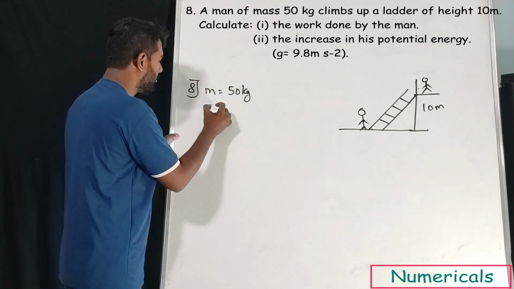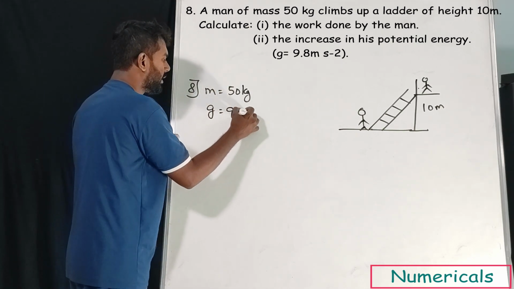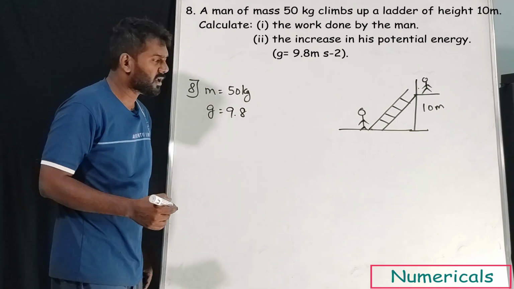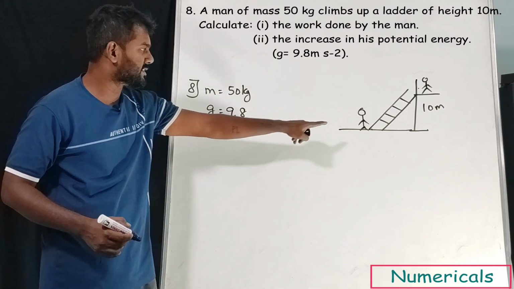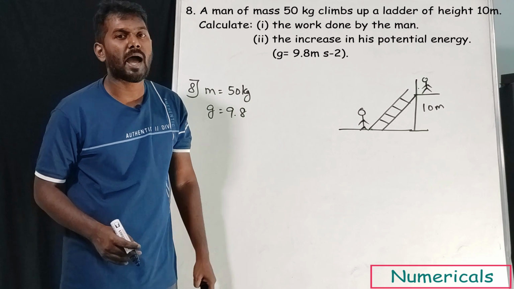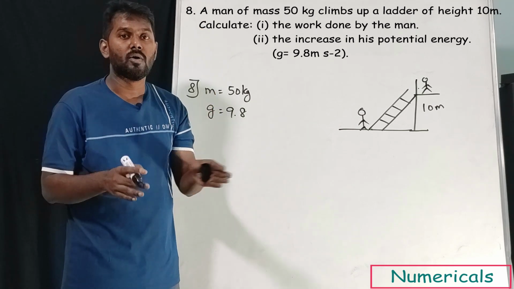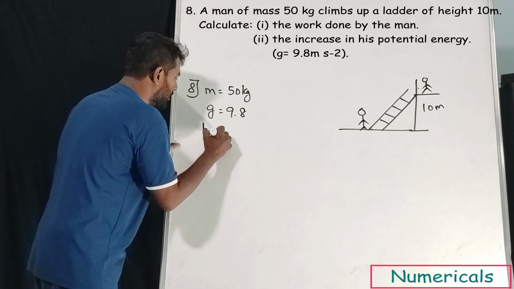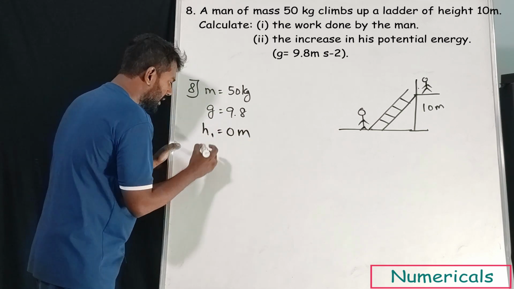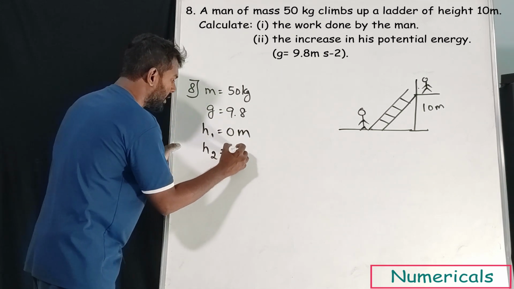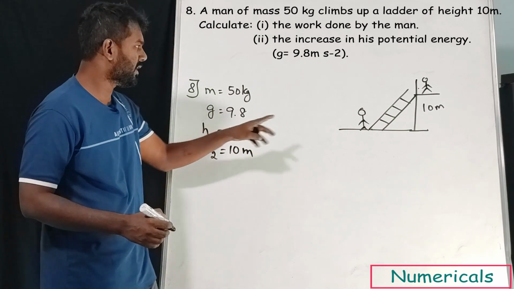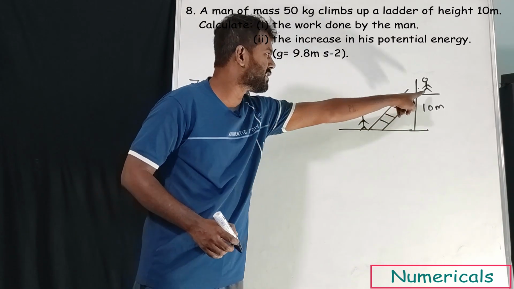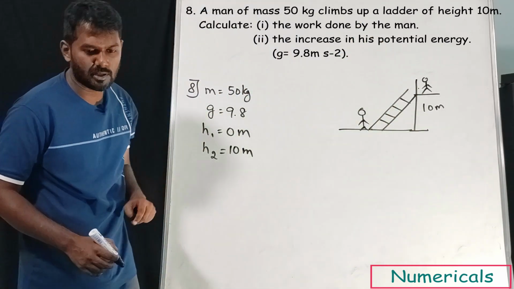Then G value we have to take it as 9.8. Now he is standing on the ground surface, correct? If he is standing on the ground, what will be the height? Height will be 0. So h1 will be 0 meter, then h2 will be 10 meter, correct? After climbing from this position to this position, he will reach 10 meter height.